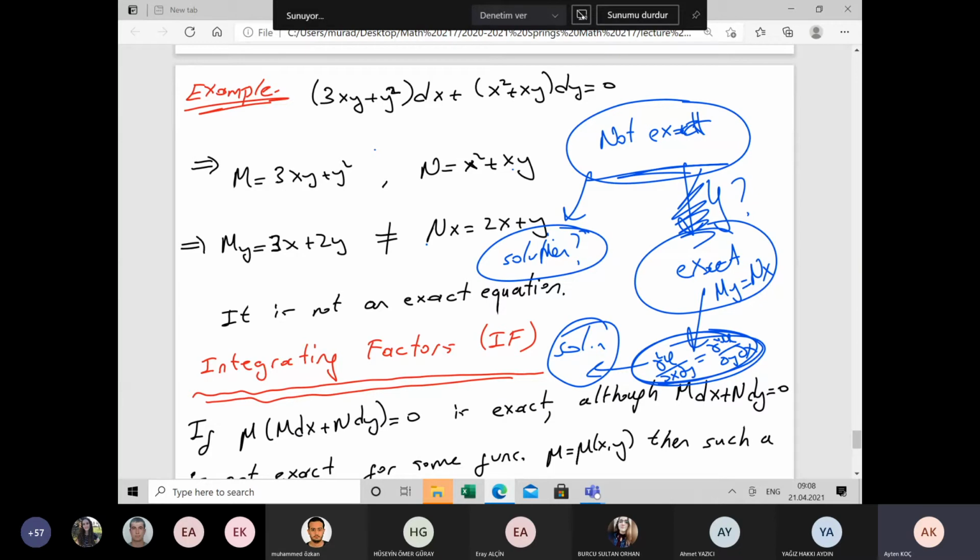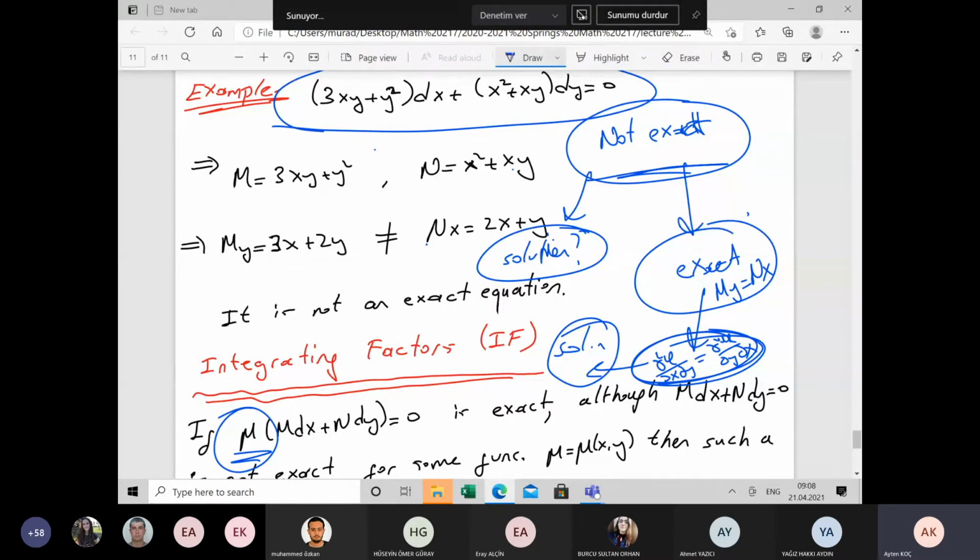We claim that we can define an integrating factor. Mu is the integrating factor here. We take the non-exact equation and multiply it by such a mu, and then we obtain this step here. Multiplying by mu is okay, since our equation is 0, and the new equation is exact. So the question is, what is mu and how do we find this mu?